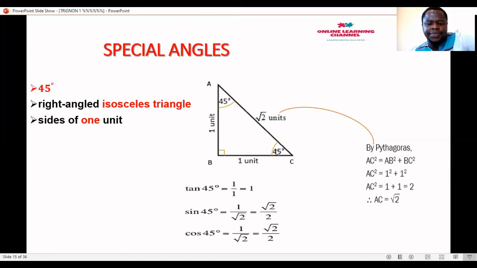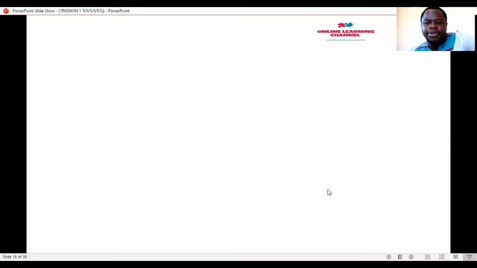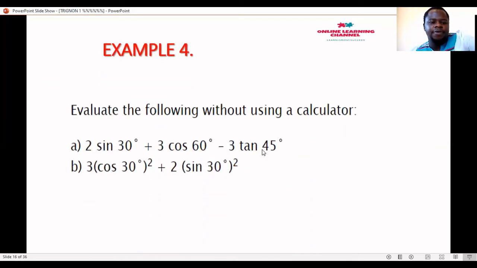So sin 45 will be opposite over hypotenuse, which is equal to 1 over root of 2. And then you rationalize, you multiply by root of 2 at the numerator and denominator. So you get root of 2 over 2. So cos 45 will be adjacent over hypotenuse. It will be 1 over root of 2, and then you rationalize, you get root of 2 over 2. So now let's look at example number 4.